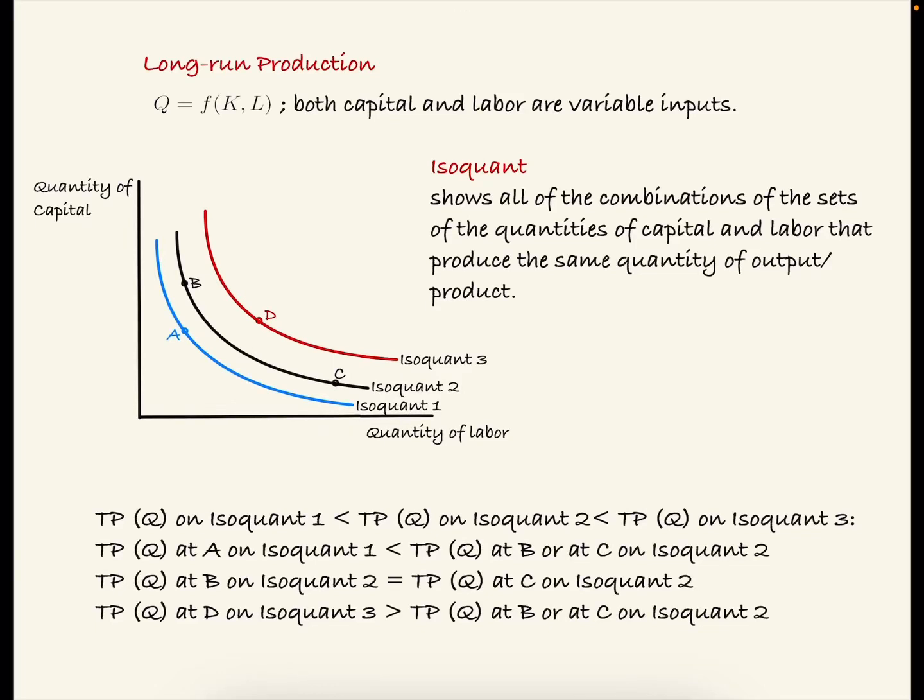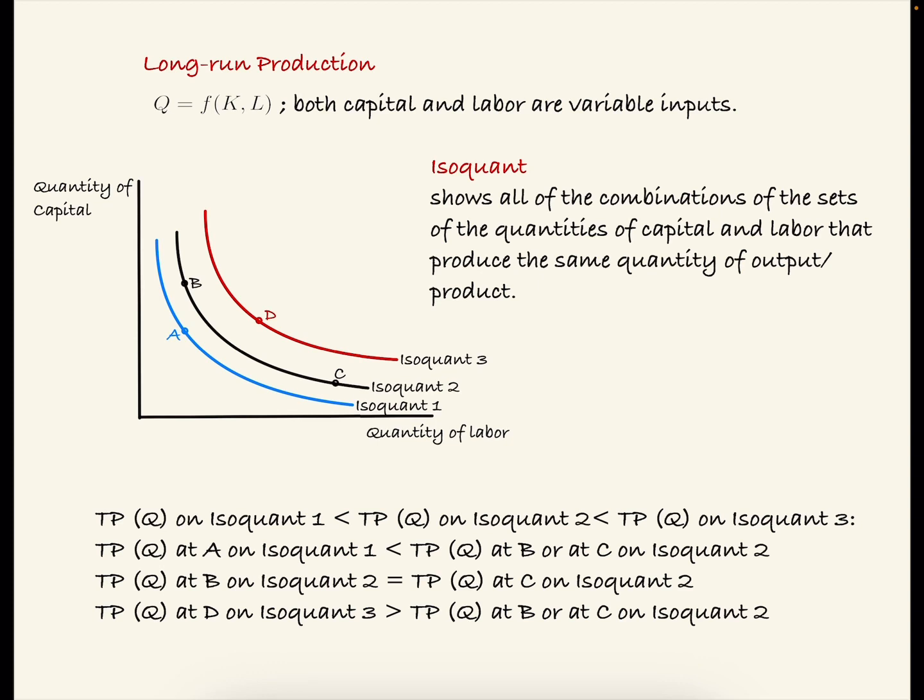We're going to take a look at long-run production. Remember, in the long run, both capital and labor are variable inputs. And also remember that Q is a function of both K and L, capital and labor, respectively. We need to look at the isoquant, which shows all of the combinations of the quantities of capital and labor that produce the same quantity of output/product.